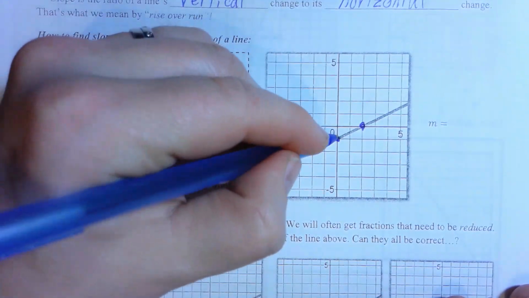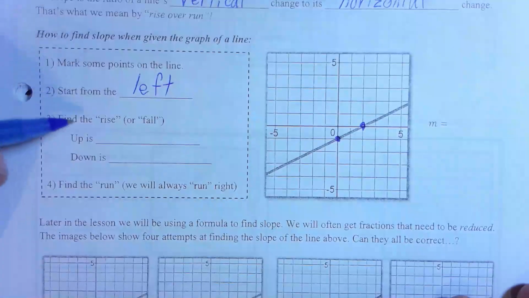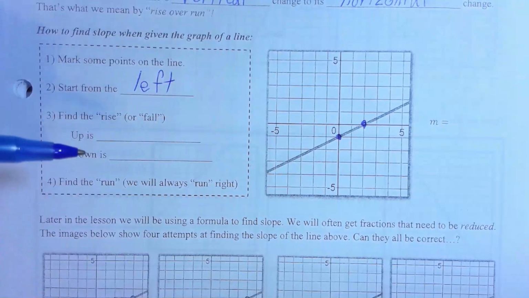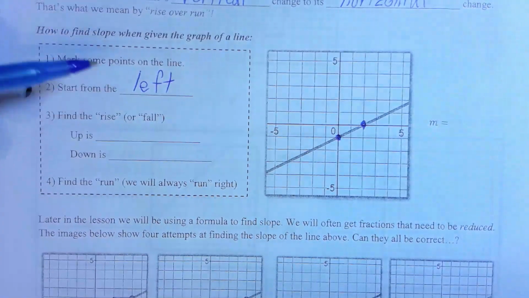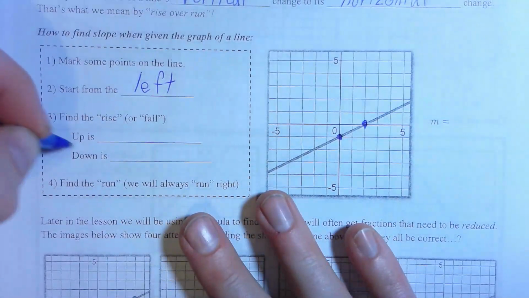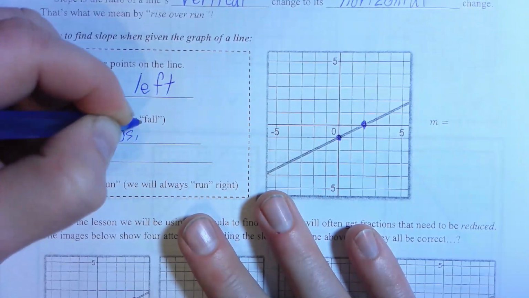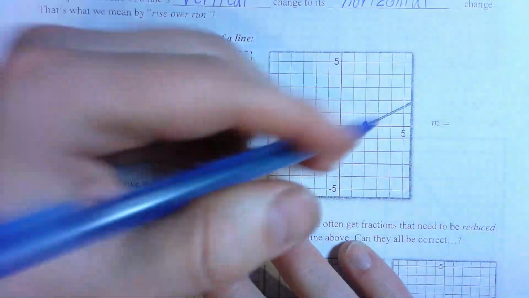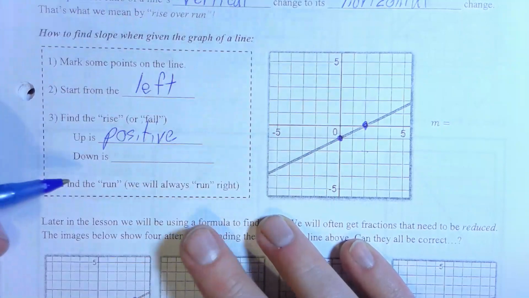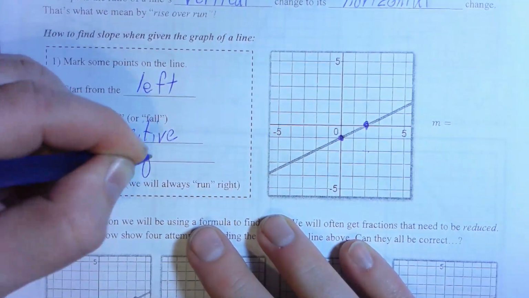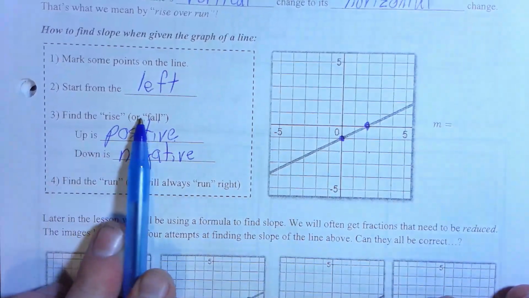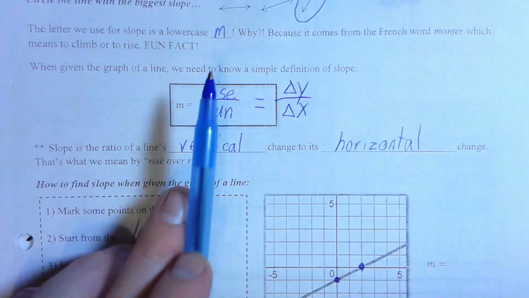So I'm going to start from my leftmost point, and this is what I'm going to do. I'm going to find the rise, or in some cases the fall, how much it's going down, of my line. So how much is my rise? It is, and let's make this note: up is a positive slope. And if I have to go down and over to the right, I know that that's going to be a negative slope. Okay, so let's find the rise, and that's going to be on top of my fraction, right?